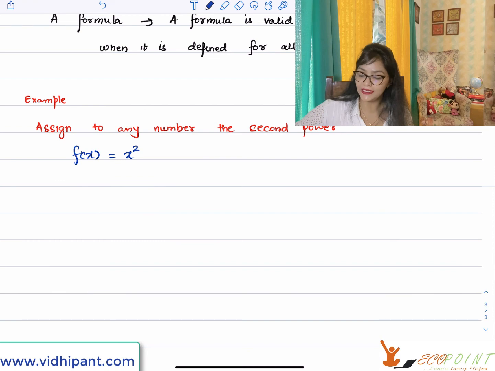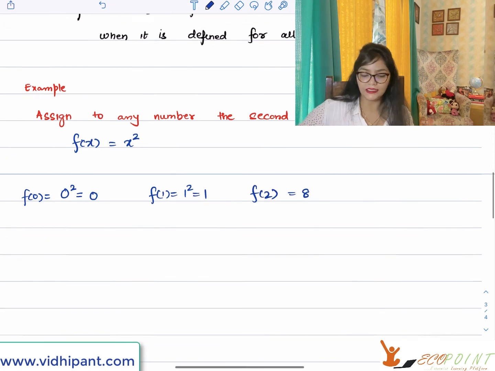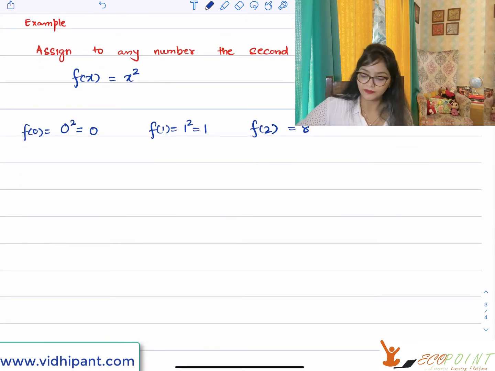And you can see that this should be valid for all inputs. So you can see that, okay, 0 square is 0. So that's fine. It's a real number that you get. That's f of 0. Similarly, f of 1 will be 1 square. So it's going to be 1. f of 2 will be 8, and so on and so forth.